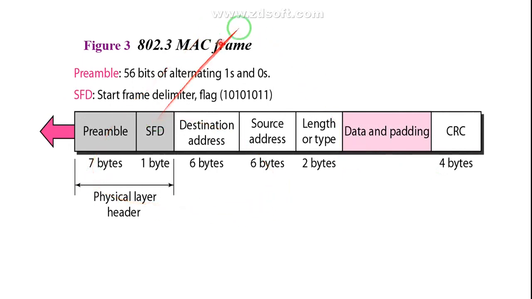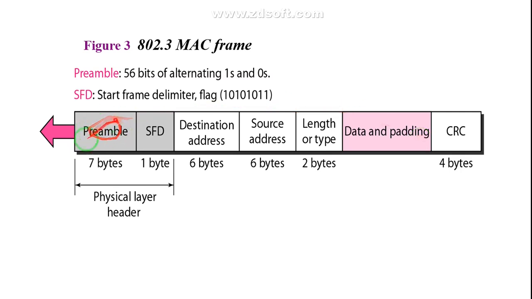This is the frame. It is called an Ethernet frame, which is also called the 802.3 MAC frame. Now, let's study each subfield in detail.